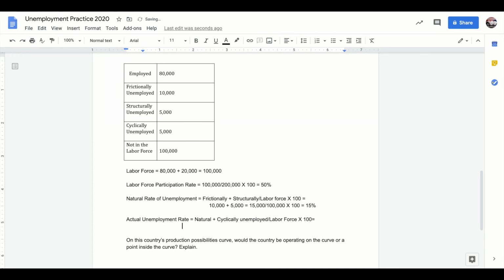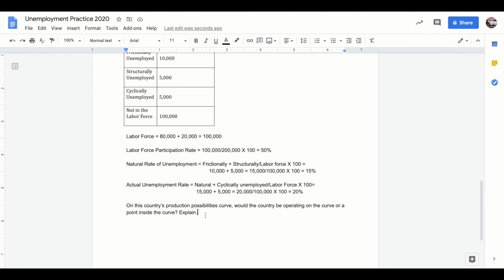So we had our natural unemployment, the amount of naturally unemployed people, so frictional plus structural unemployment, was 15,000, plus these 5,000 people here that are cyclically unemployed. That equals 20,000 divided by our labor force, which was 100,000, times 100, and that comes out to 20%. So 20% of the people in this labor force are currently unemployed. That's 5% above the natural rate of unemployment.